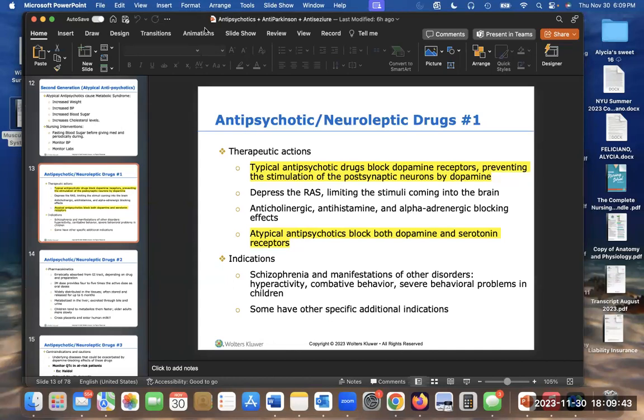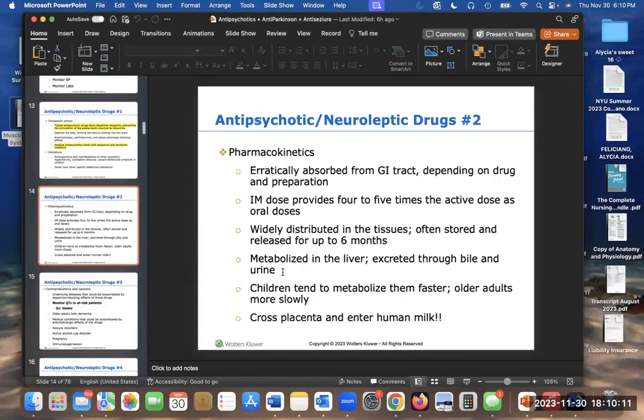Atypical antipsychotics block both dopamine and serotonin receptors, which means it could help with bipolar disorder and negative symptoms of schizophrenia, because dopamine and serotonin are some of the things that can affect your mood, like depression, and it can cause that, or mania. Now, like I said, we talked about the signs and symptoms of schizophrenia. That's one of the reasons why we might give an antipsychotic, right? Depending on the symptoms. And we can give those atypical ones like risperidone for bipolar disorder.